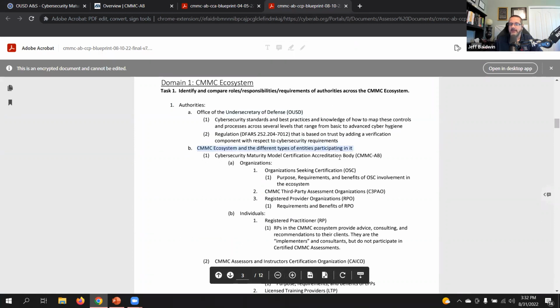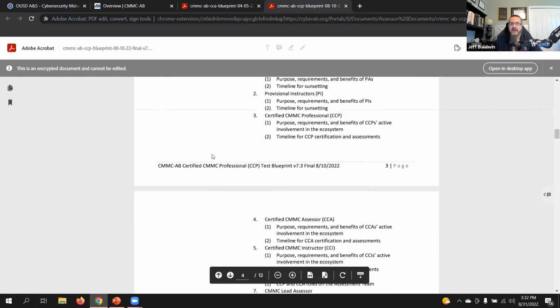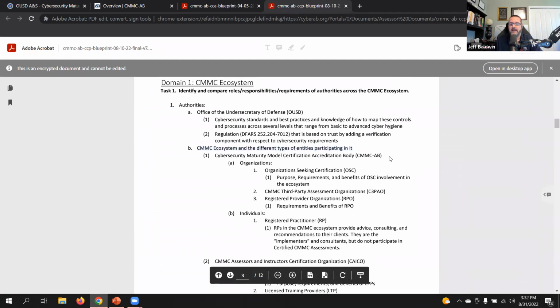So the ecosystem has different types of entities participating in it. If you look at the second level here, you have the CMMC AB, which is now known as the, interesting, they didn't change their headers, but the CMMC AB is now doing business as the Cyber AB. For purposes of the exam, any references to the Cyber AB will probably be using the old terminology of CMMC AB. Means the same thing. They're the same organization. This is still the legal name. Cyber AB is just the doing business as name.